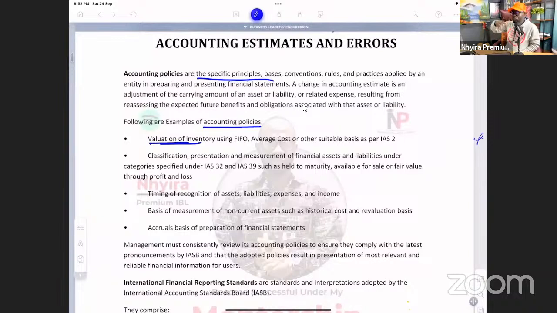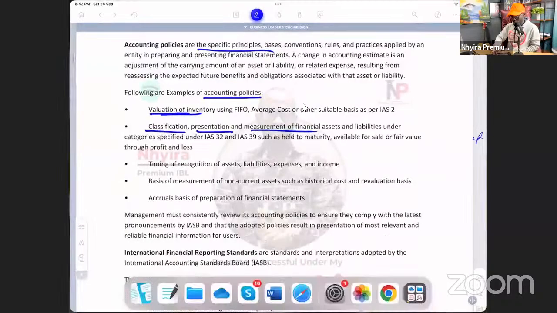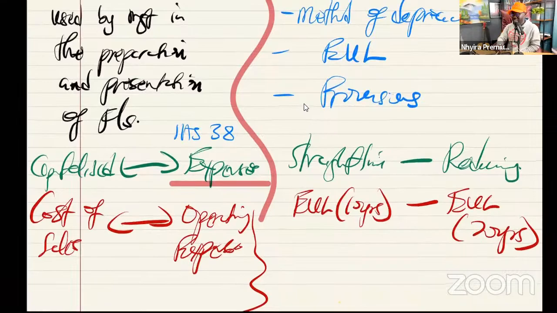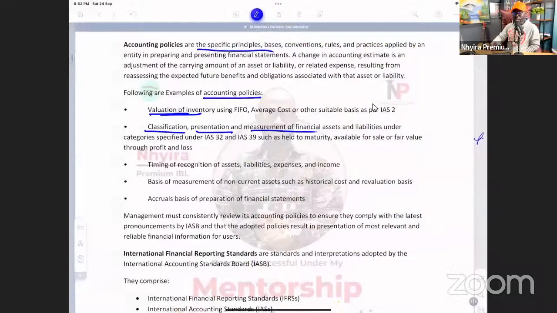Classification, anything that has to do with classification, presentation, and measurement can also be referred to as a change in accounting policy. That was what I told you here, that sometimes an entity is capitalizing an expense, then now they say they want to write it off in the P&L account. That would change the way they classify the item. Timing of recognition of assets, liabilities, expenses, and income can also be a change in accounting policies.